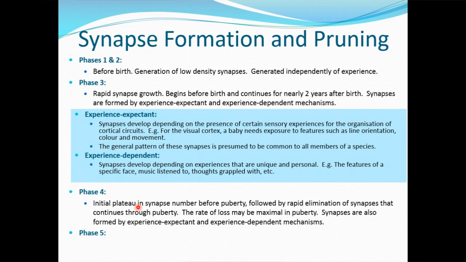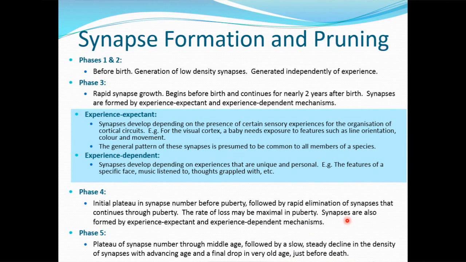Then you get to phase 4. There's an initial plateau in synapse formation just before puberty, followed by rapid elimination of synapses that continues through puberty. So now we know why teenagers are so mixed up. It's because there's rapid pruning of synapses. The rate of loss may be maximal in puberty. Synapses are also formed by experience-expectant and experience-dependent mechanisms. So again, right through a child's life and into puberty, what they're exposed to, what they hear, what they do, what they feel, has to do with how their synapses are being pruned and formed.